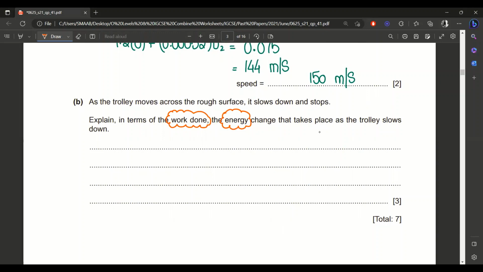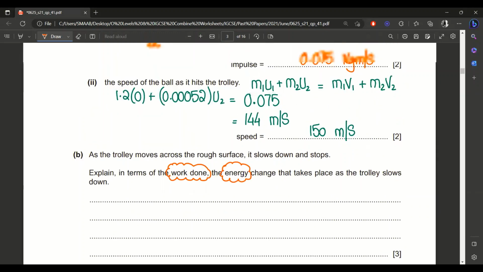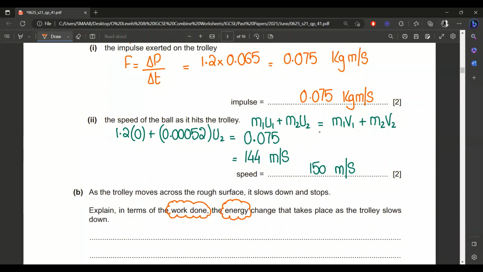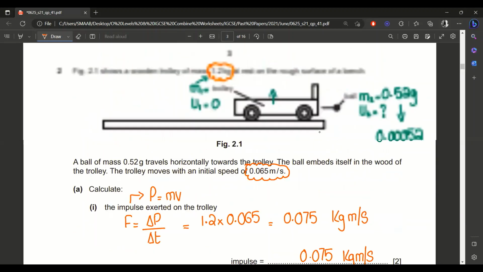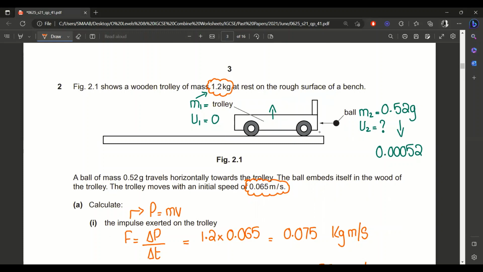Sir, would the energy change be from kinetic to thermal? Kinetic to thermal? Yes, because when it slides over the rough horizontal surface, due to friction there will be thermal energy. So that is the concept of energy. And what about the work done?